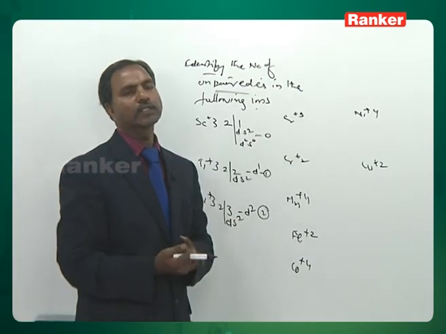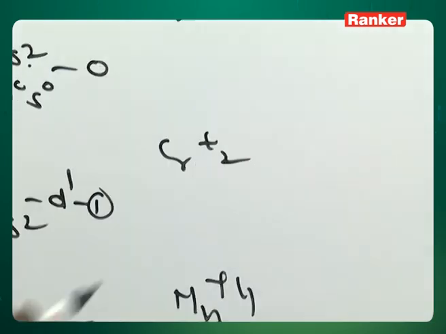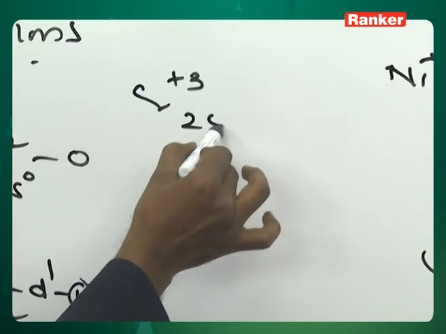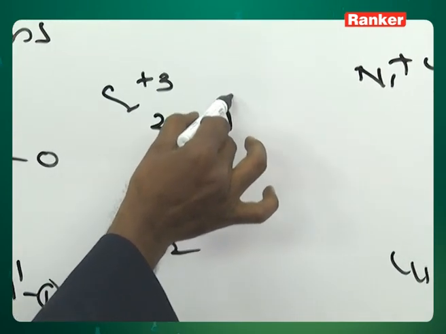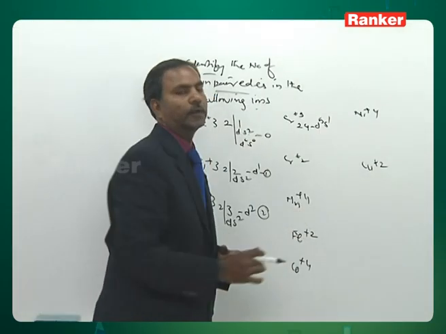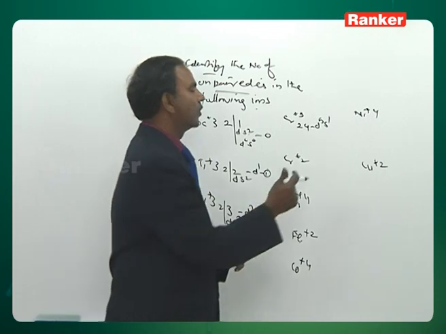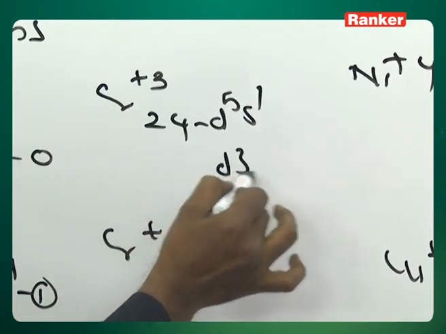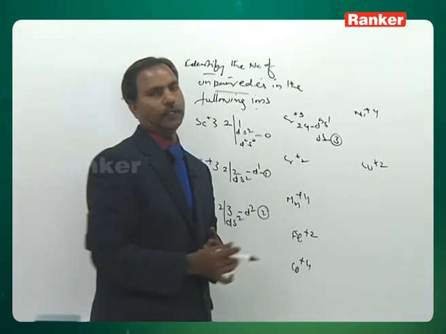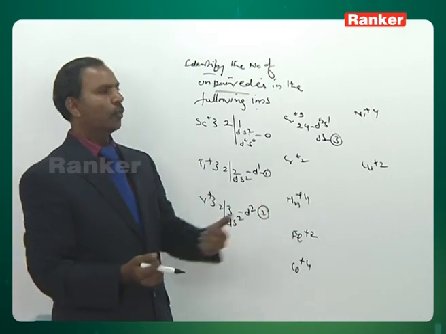Come to the next one, chromium plus 3. Chromium atomic number is what? 24. What is its configuration? But you have to remember this. It is an exception, D5S1. How many electrons lost from here? 3. What is remaining? D3 only remaining. D3 means how many unpaired electrons? 3.